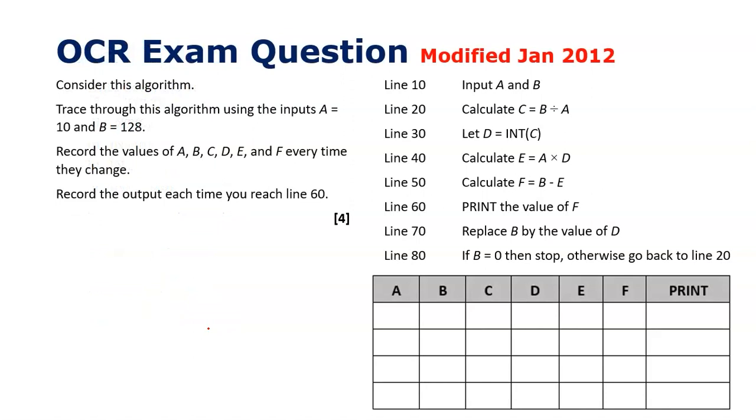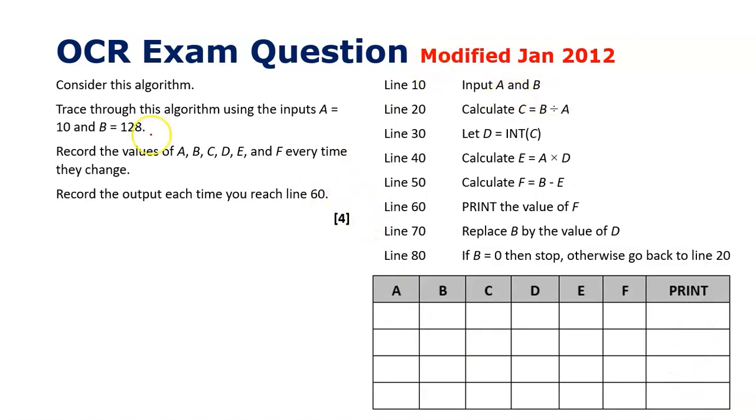Now I've got a couple of real exam questions for you. I've had to modify them because some of the rules have since changed, and the expectations of what we need to do and consider for the new further maths. But basically, they are now appropriate. So this says, consider this algorithm. Trace through the algorithm using the values a equals 10 and b is 128, and record the values of these every time they change. Okay, well, let's do that. And it says record the output in the print box, presumably, if you reach line 60.